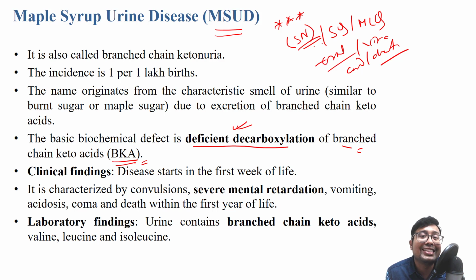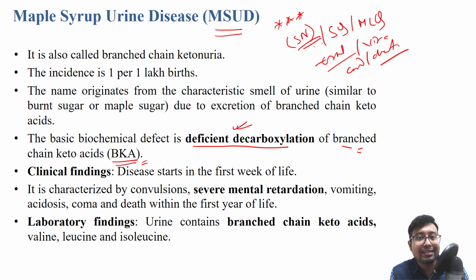So branched chain keto acid will accumulate in blood. And what is their fate? They will be excreted in urine. So branched chain keto acid excretion in urine, the term will be branched chain ketonuria. You know, ketone body in urine is ketonuria.